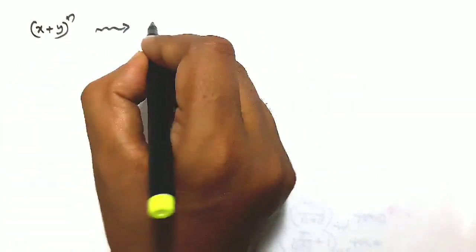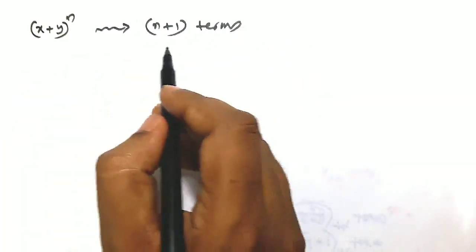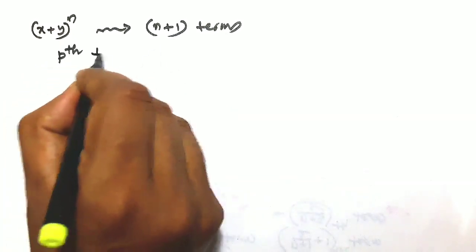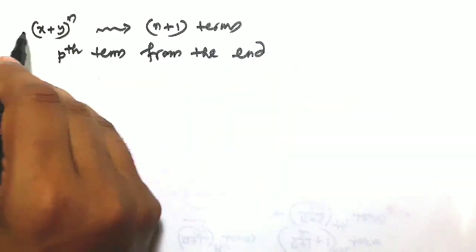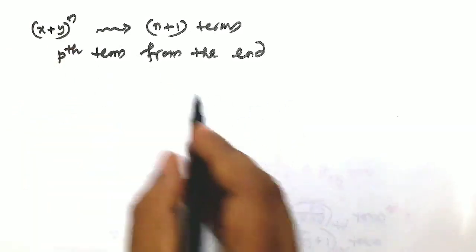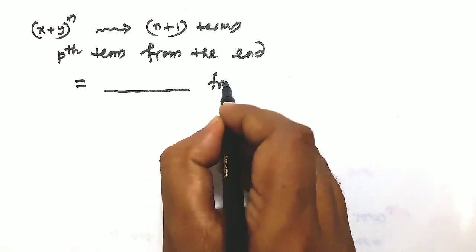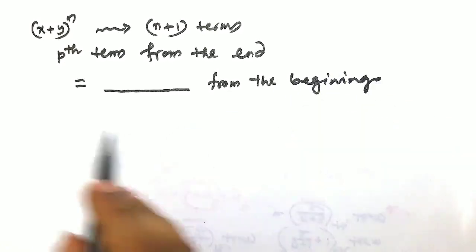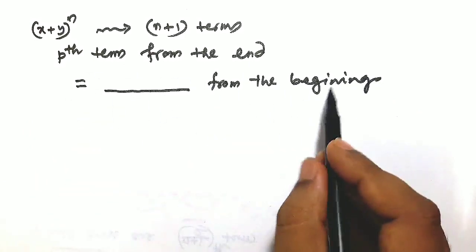And the last concept is (x + y)^n. My question is, how many terms are there in the expansion of (x + y)^n? There are n + 1 terms in the expansion. Now my question is, the pth term from the end of the expansion of (x + y)^n is equal to which term from the beginning? This is important. The pth term from the end is equal to which term from the beginning?